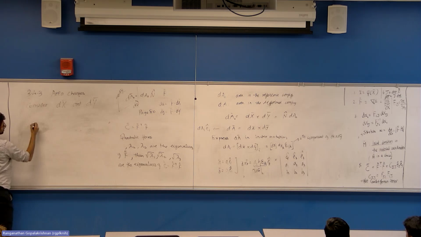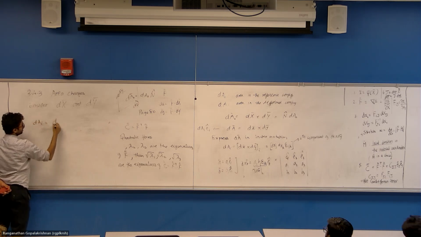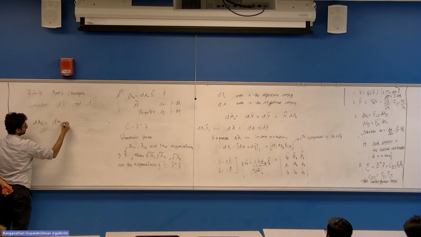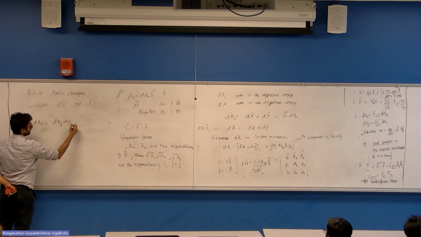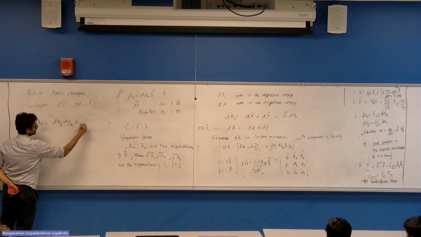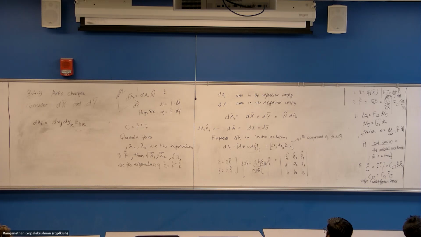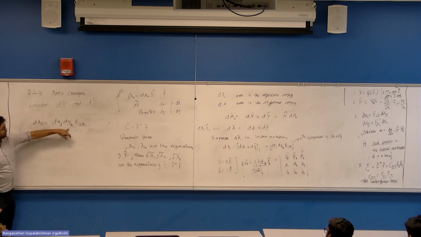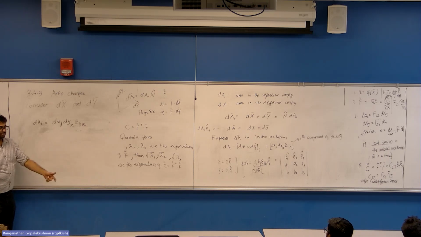So I have dA_i equal to dx_j dy_k epsilon_ijk. The goal is always, wherever you get spatial representations, convert them back to material representation.